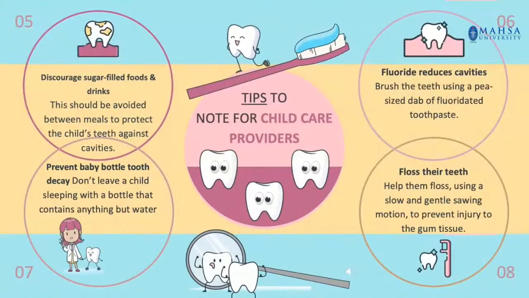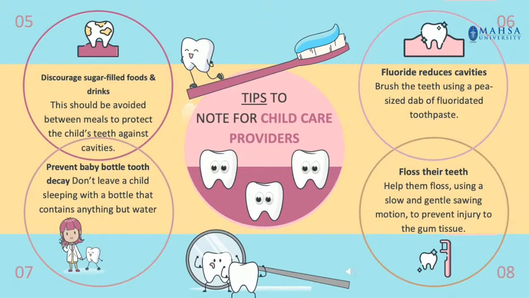Number 5, discourage sugar-filled foods and drinks. This should be avoided between meals to protect the child's teeth against cavities. Number 6, fluoride reduces cavities. Brush the teeth using a pea-sized dab of fluoridated toothpaste.